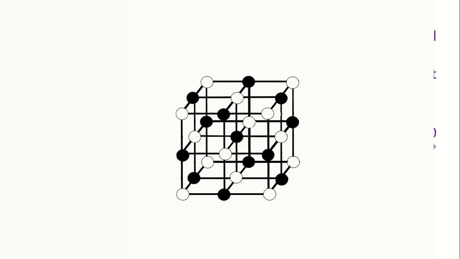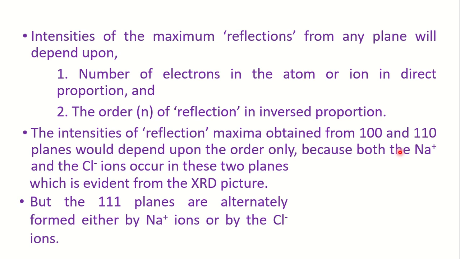The intensities of the maximum reflections from any plane will depend upon what? Number one, the number of electrons in the atoms or ions, in direct proportion, and number two, the order of reflection, in inverse proportion. That means for first order it should be highest, for second order a little bit lower. And regarding the number of electrons, if it is negative or an anion, the intensity should be greater, or if it is a cation, the intensity should be lesser.